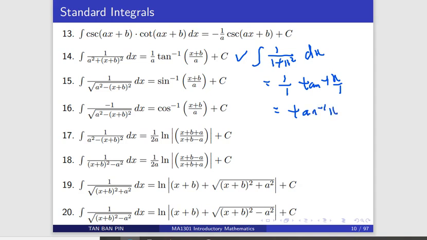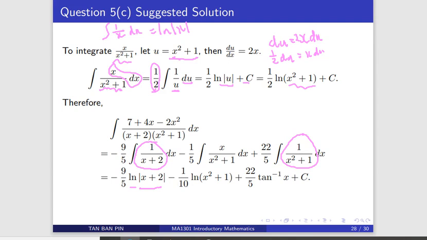You just need to observe 1 is actually 1 square, so a is 1. So you apply formula 14 with a equal to 1. B is actually 0, because it's just x squared. So it's just tangent inverse x. So that's why this part will give you tangent inverse x.